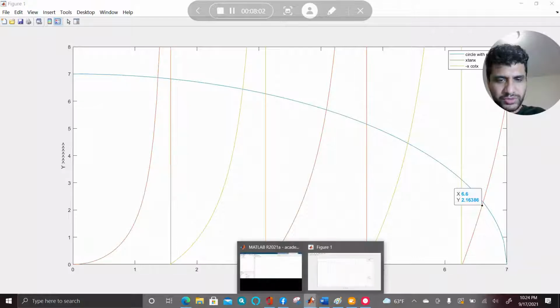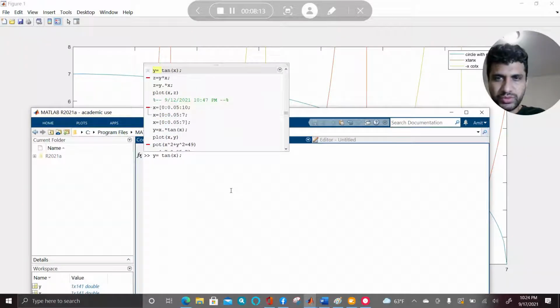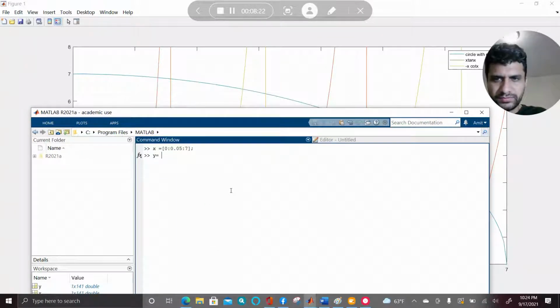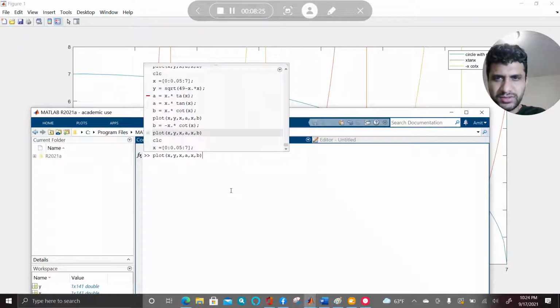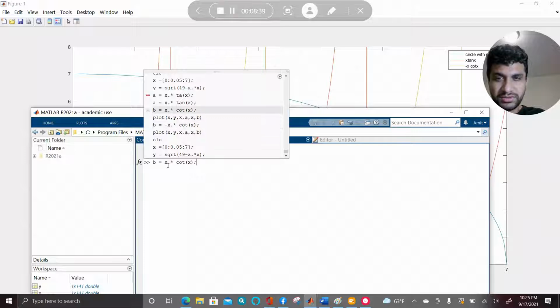I have already done that, I just want to show you. It's simply y equal to the square root of 49 minus x squared. In between the multiplication you have to give a dot sign. MATLAB understands the dot and multiplication as multiplication. Next we are going to plot equation 1.